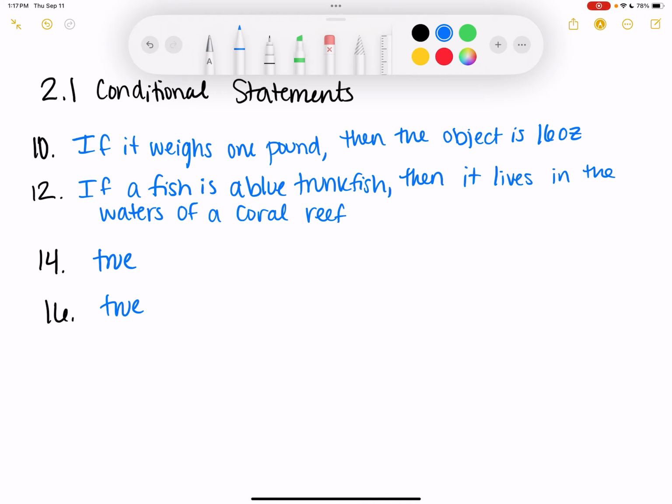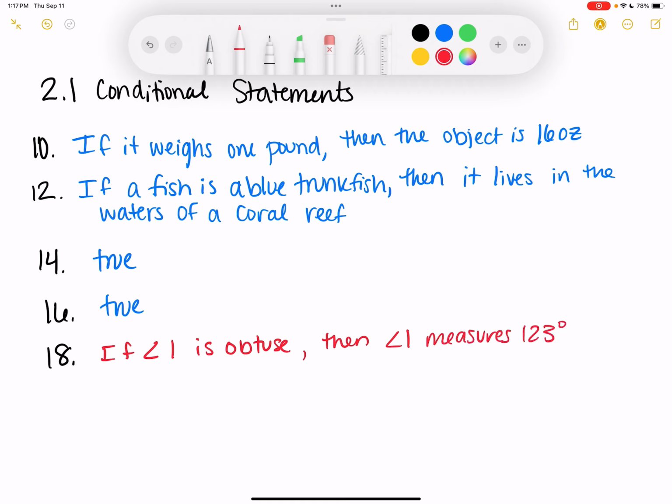So we're looking at number 18. If we're writing the converse, if angle 1 measures 123 degrees, then angle 1 is obtuse. Okay? So the converse is where we just take the two statements and we swap them. So it would be if angle 1 is obtuse, then angle 1 measures 123 degrees.